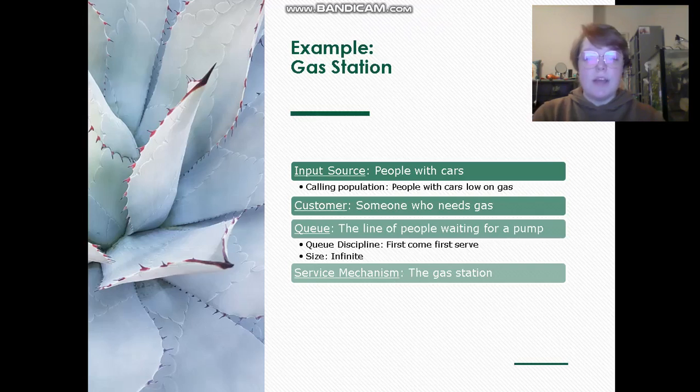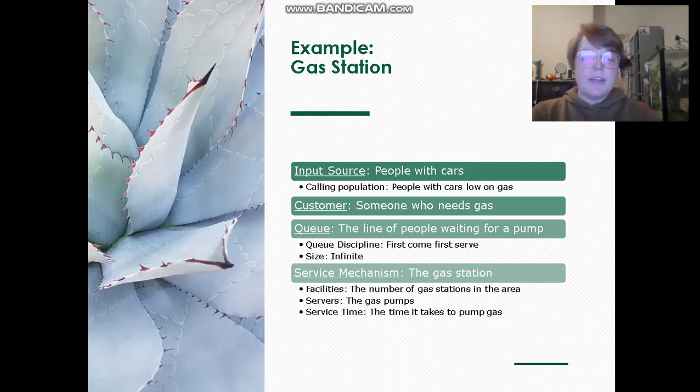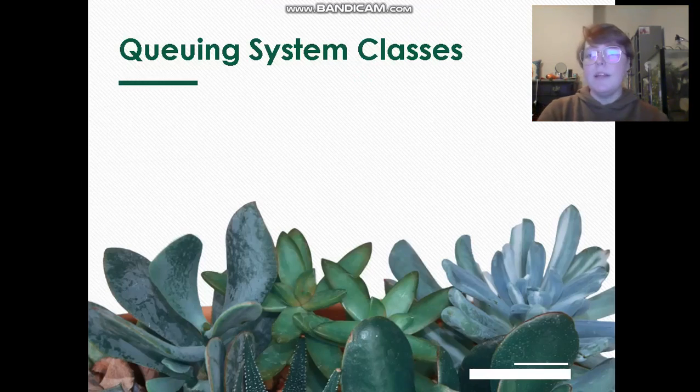And the service mechanism itself is going to be the gas station. So the facilities are going to be gas stations in the area. The servers are going to be the gas pumps at a gas station. And the service time is going to be the time it takes to pump gas. And again, this does not include the time it takes to wait in line to pump gas, just the time to pump gas. All right, so now we're going to go into queuing system classes.